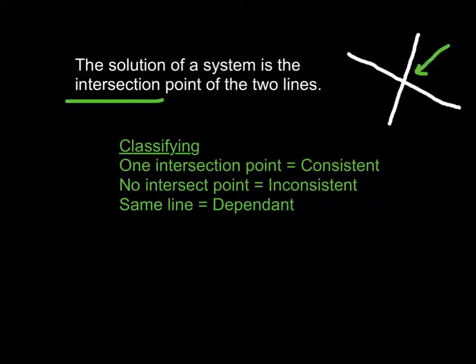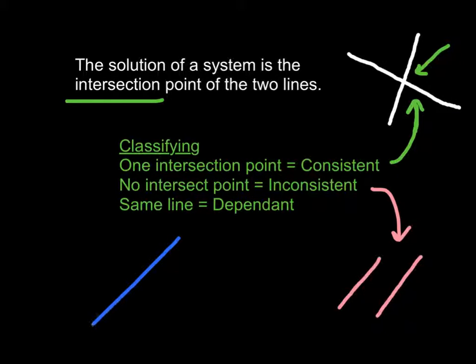And when we go to classify those, if there's one intersection point, like in this drawing here, that means this one would be consistent. If there's no intersection point, for example, if there are parallel lines, no intersection point, that would be inconsistent. And if it's the same line, in some cases you'll draw a line and you'll find out that the other equation is the exact same line, and that would be dependent. Otherwise, all these are independent.